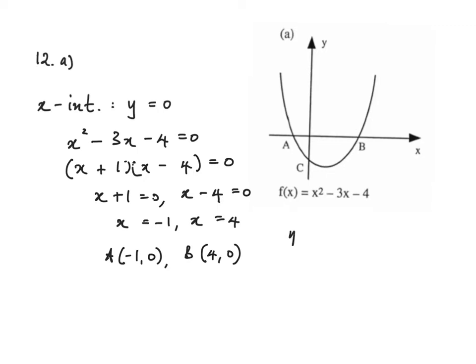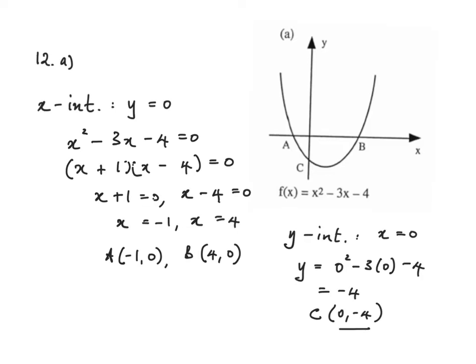To find the y-intercept, we set x equal to 0 in the equation, so y then equals 0 squared minus 3 times 0 minus 4, and that's minus 4, and the coordinates of C then are 0, minus 4.